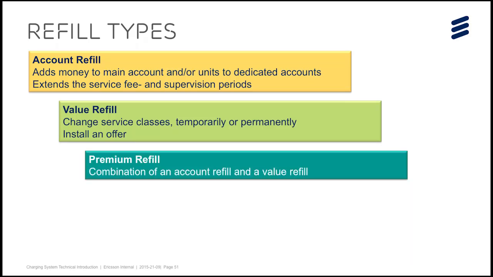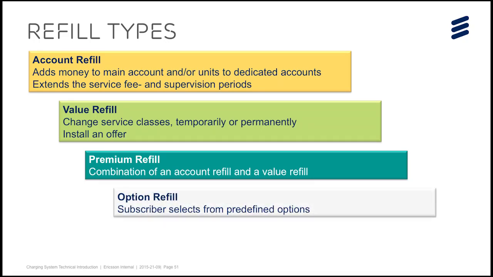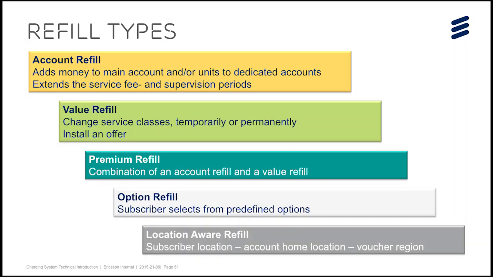Premium refill is a combination of an account refill and a value refill. Option refill allows a subscriber to select how a refill is to be applied. The subscriber gets a set of predefined options. The options can be to either add money on the accounts, extend the expiry dates, or both. Option refill enables the subscriber to distribute money between main accounts and DAs. In the case of a location-aware refill, the refill conditions are based on the subscriber location during the refill, his account home region, and the voucher region where the voucher was purchased.